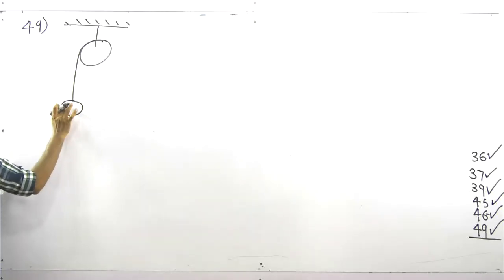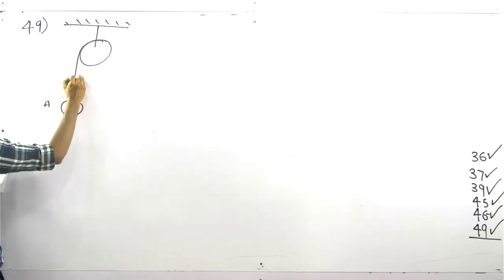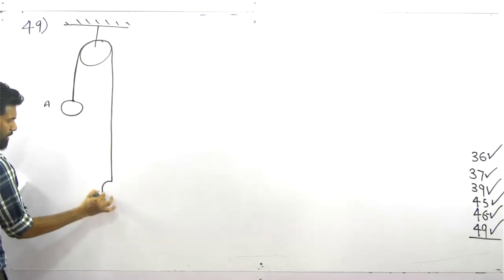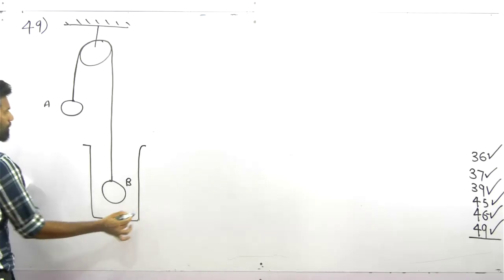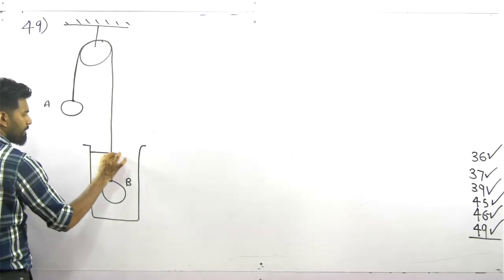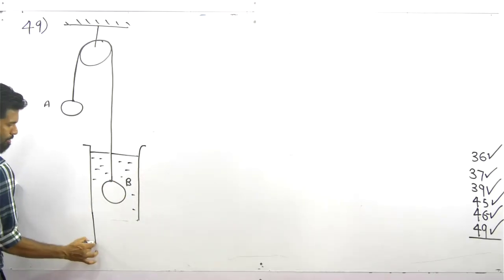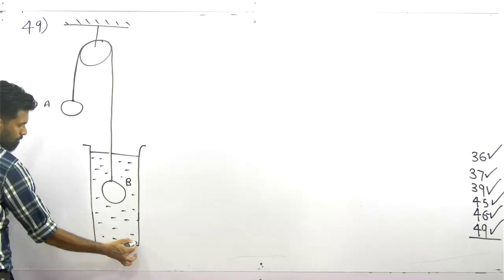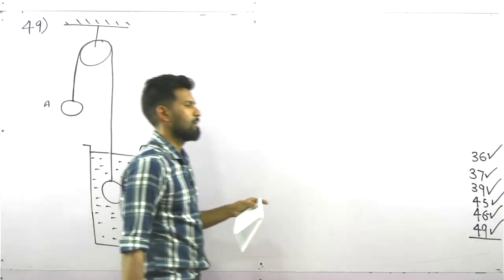This is an object A with a volume equal to 100, let's say V. It's attached to a string, comes over a pulley, and on the other side you have an object B. This part is inside a liquid container.